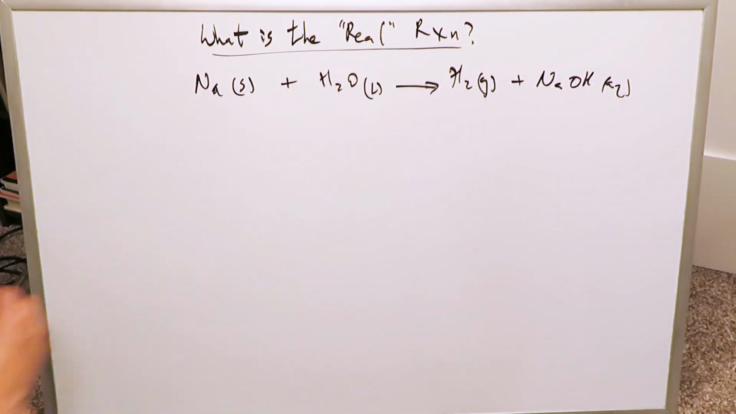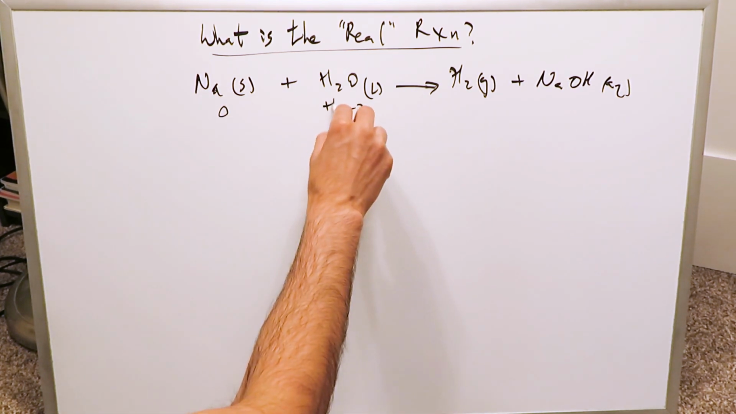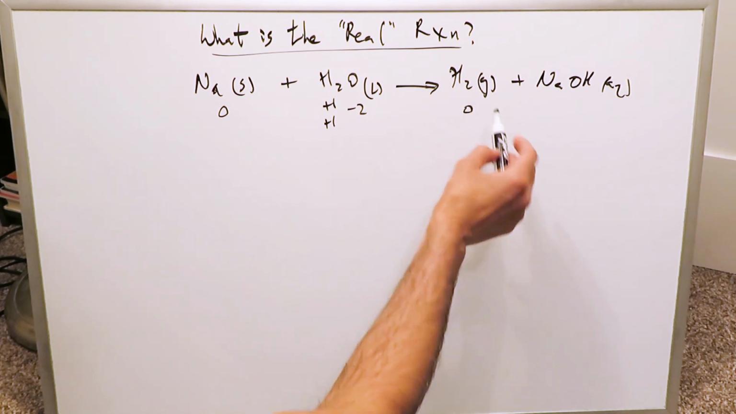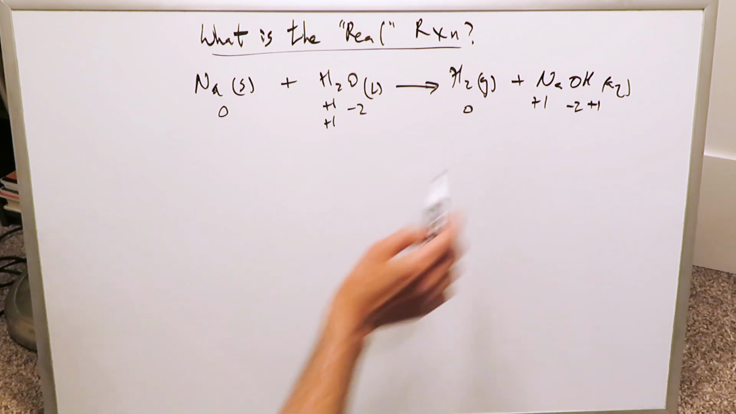So let's see what we're looking at here. Look at the oxidation states. When you're looking at this, you're looking at a 0. Here you have a -2. Each of the hydrogens are +1. Here you have a 0. You have a -2 for oxygen, +1 for hydrogen, +1 for sodium.